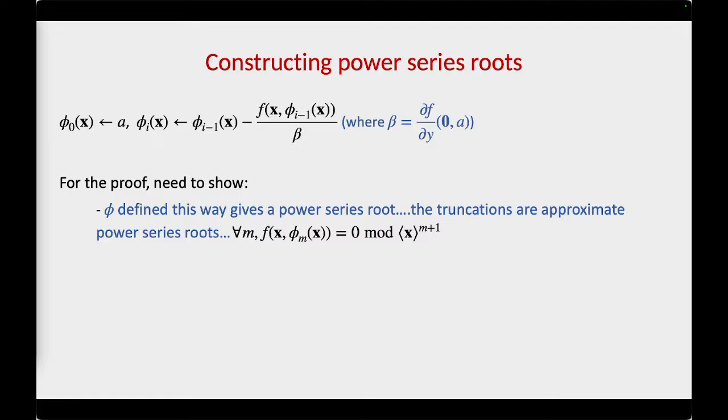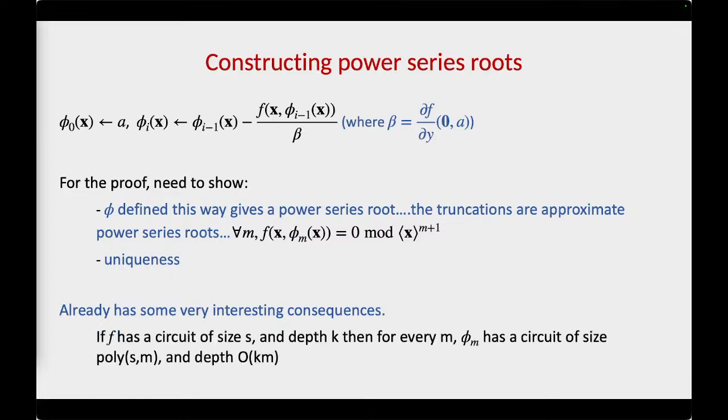So for the proof, we need to show that phi defined this way gives the power series root. And the way we will show this is by showing that f of x comma phi sub m of x is 0 mod x to the n plus 1 for every m. And then one has to argue uniqueness, which is also not very difficult. And this statement as it is already has some very interesting consequences.